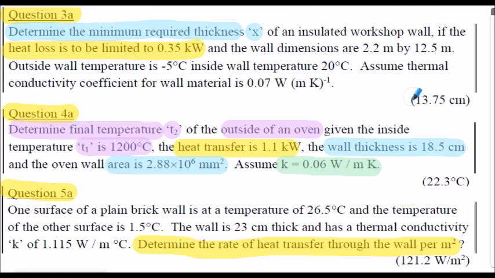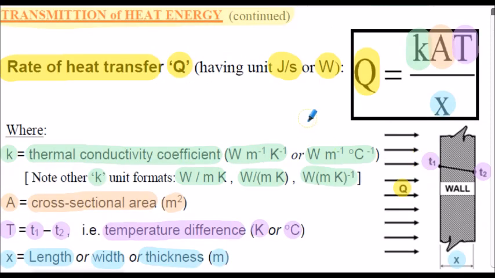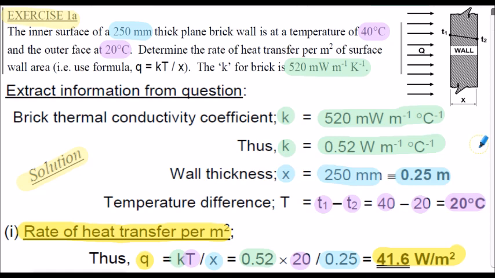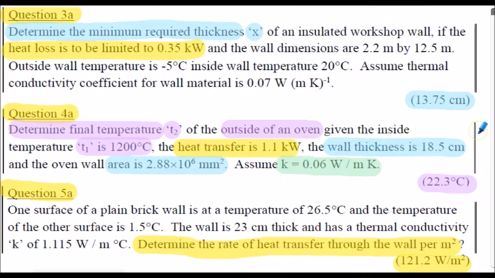The answer for question 3a, the thickness, is shown here. The answer for question 4a, the outside temperature or the final temperature, shown here. And for question 5a, the answer is shown here. Again, just for convenience, here's the formula we'll be using to solve questions 3a and 4a. Note that question 5a is essentially based on exercise 1a solution. So I now encourage you to stop the presentation and attempt question 3a to 5a. The full worked solutions will be shown on the following slides.